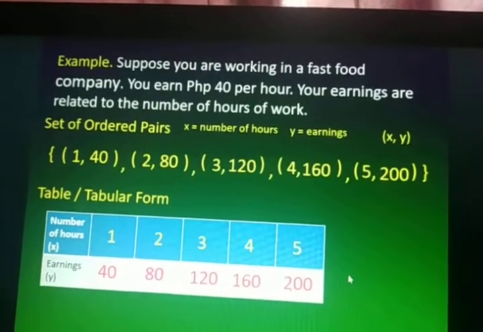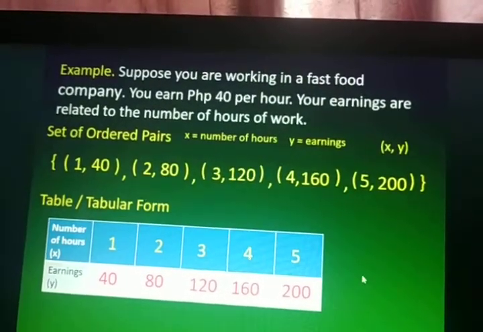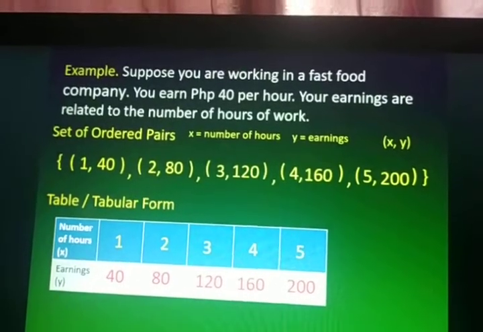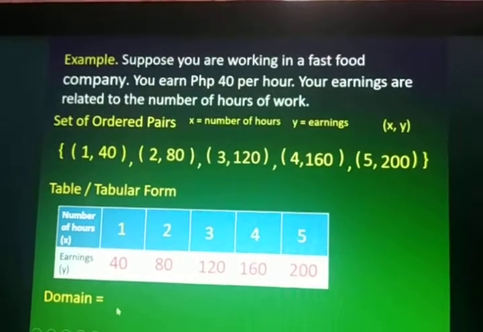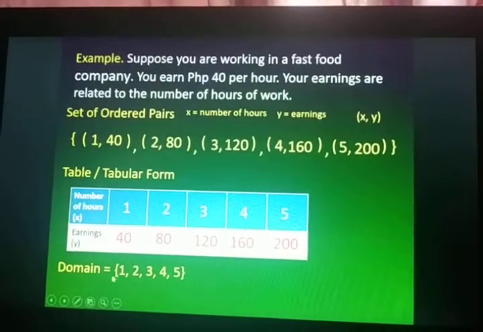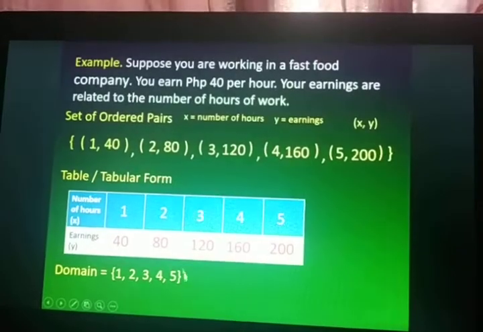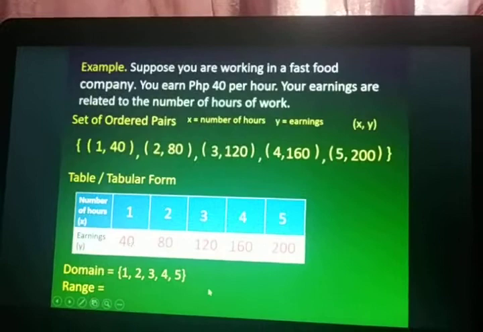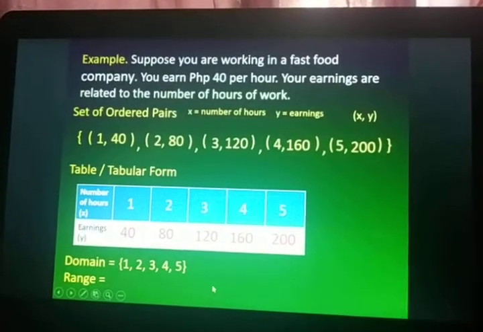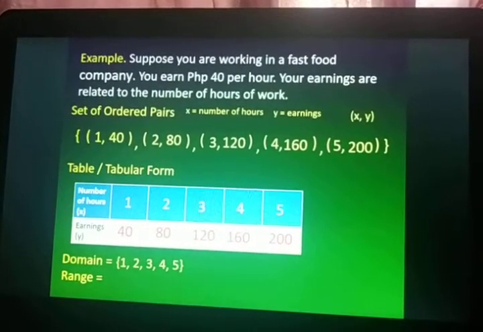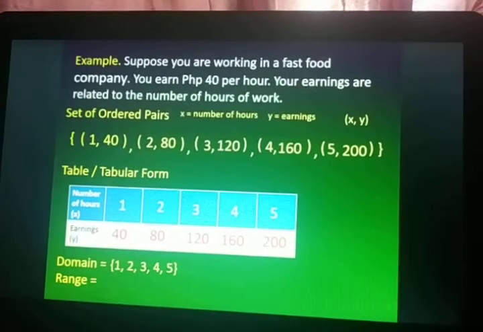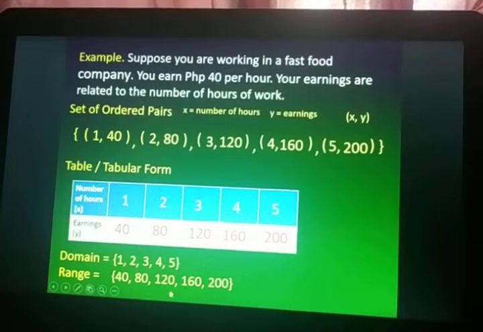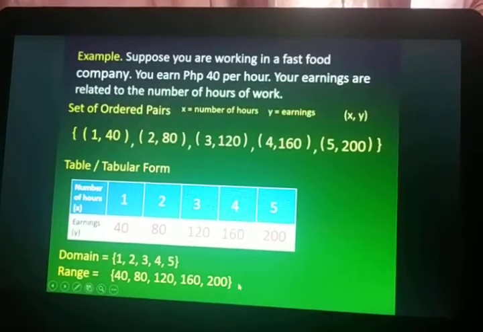Okay, so for the set of ordered pairs and table and tabular form, let's determine the domain. Again, domain is the x values or the first coordinates or the abscissa. The domain equals, then open brace, you'll have 1, 2, 3, 4, 5, close brace, because this is a set. And then the range, as I said, the range is the y values or the ordinates, the second coordinates or ordinate. Again, this is a set, so you use your brace: 40, 80, 120, 160, and 200. Easy, right? Let's continue.